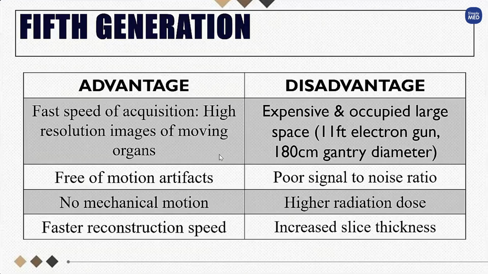Going to the advantages of the fifth generation: it's fast, with fast acquisition, and we get high resolution images of moving organs. It's free of motion artifact, there is no mechanical motion, and image reconstruction is fast. Disadvantages: it's a little bit expensive and requires a larger space, the signal to noise ratio is less for this fifth generation, we have more radiation dose, and slice thickness is more here.